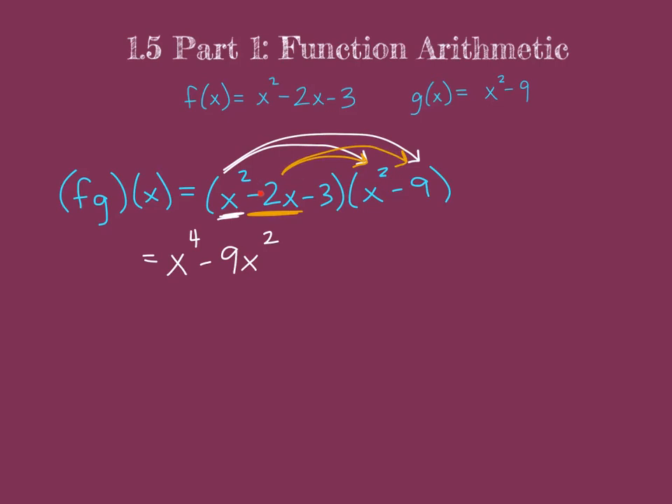So we'll have -2x times x squared. This is x to the first times x to the second, which is x cubed, and then we have that -2, so -2x cubed. Then -2x times -9 is positive 18x. And then last, we're going to distribute this -3. So we'll have -3x squared and then plus 27.